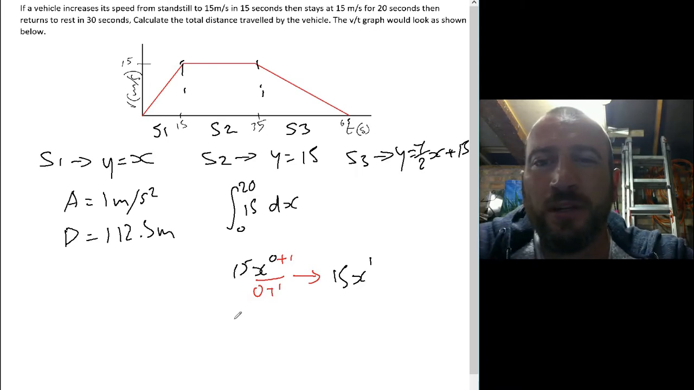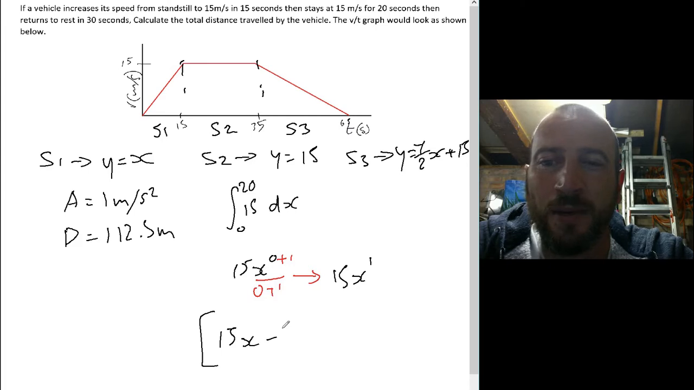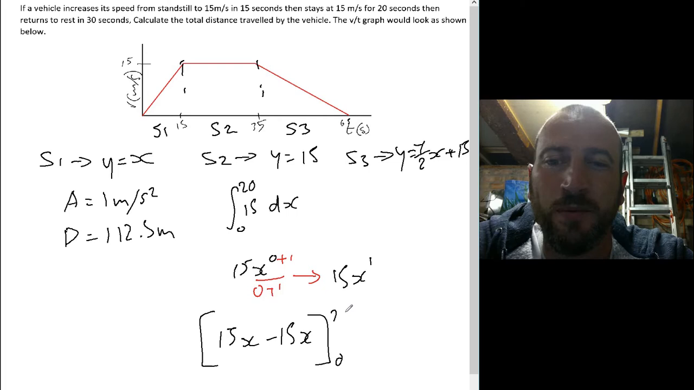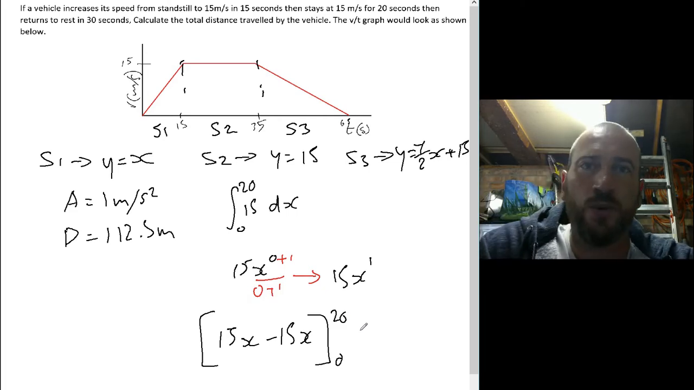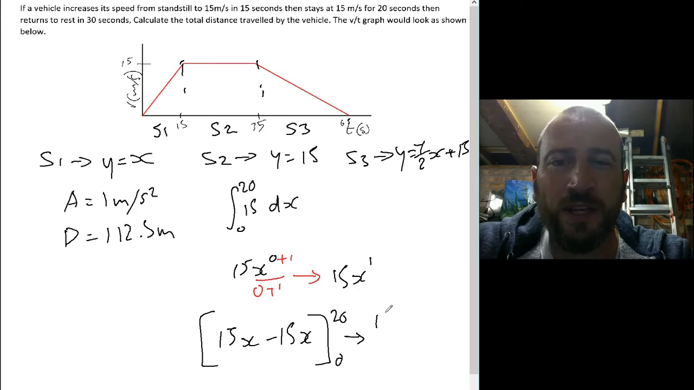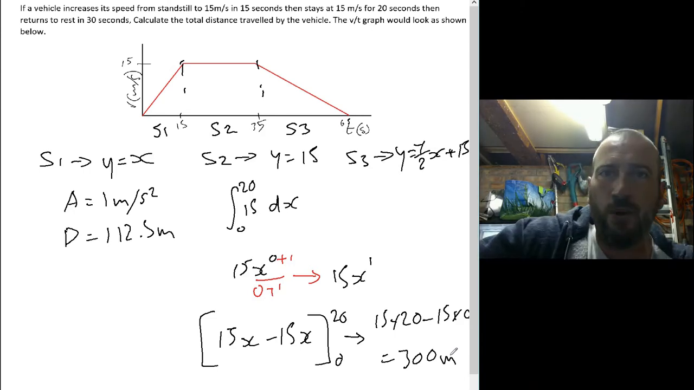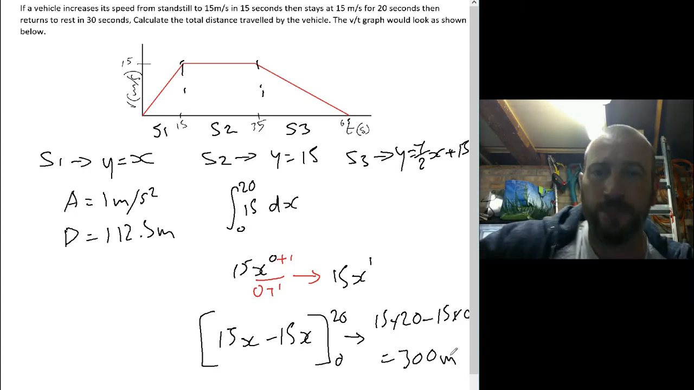Now if we put this in an equation, we have 15x in square brackets, with limits of 0 and 20. If we put 0 and 20 into our formula, we get 15 times 20 minus 15 times 0. So this is equal to 300 meters. That's the distance we're going to travel in section 2.